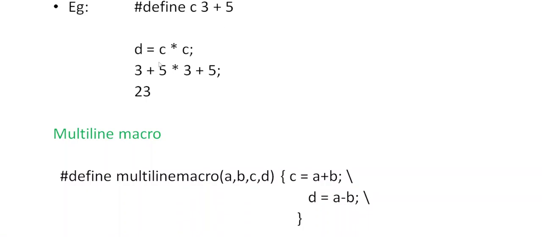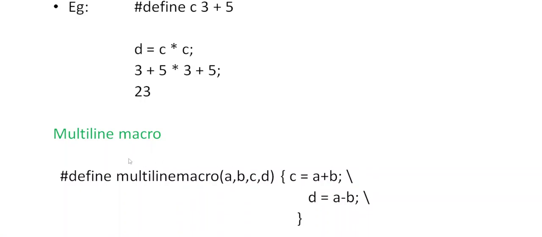Initially, wherever C occurs, whatever value you have written here will be substituted, and then evaluation takes place. 3 plus 5 star 3 plus 5 will result in a different value. Again, we have to consider what is called precedence of operators. To be specific, 5 star 3 will be evaluated first. 5 star 3 is 15, 15 plus 3 is 18, 18 plus 5 is 23. So the value will be 23, not 64. We'll discuss precedence of operators and associativity of the operators later.